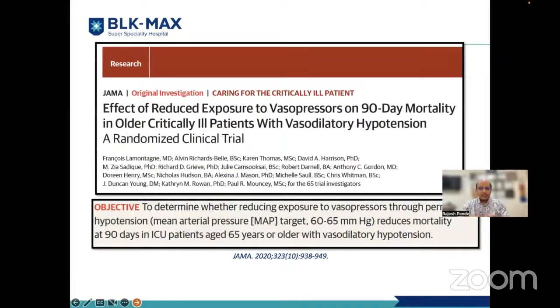There was another recent trial. This was published in 2020 in JAMA, where they looked at the effect of reduced exposure to vasopressor on 90-day mortality in older patients who were critically ill and in septic shock. This was a randomized clinical trial, and they wanted to determine whether reducing exposure to vasopressor through permissive hypotension, so the same values that the previous Canadian trial had, 60 to 65 millimeter mercury, reduces mortality at 90 days in ICU patients who are 65 years or older with vasodilatory hypotension.